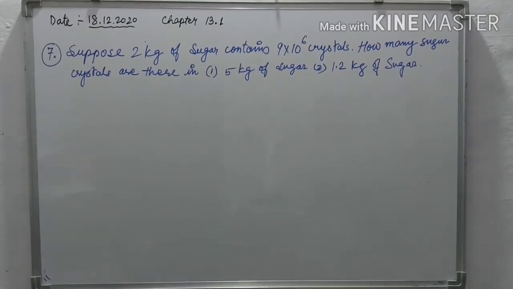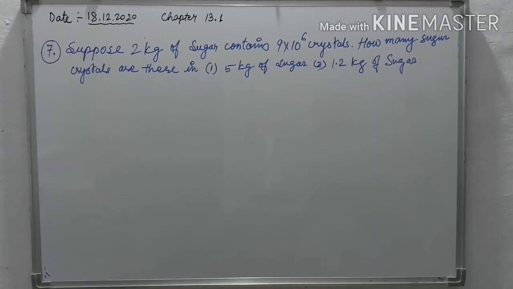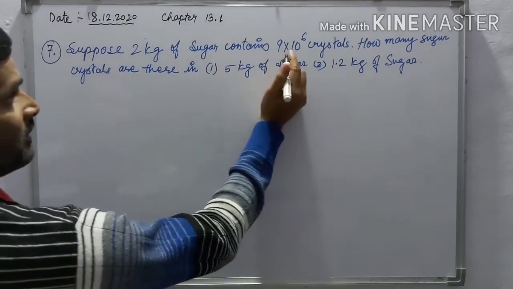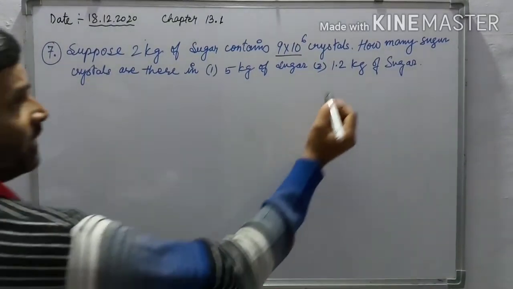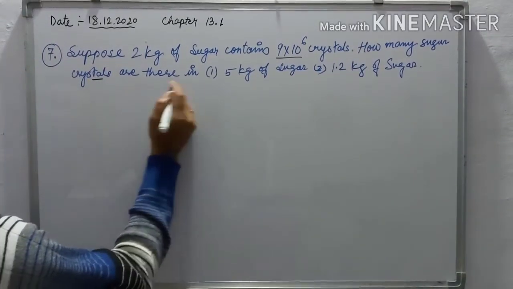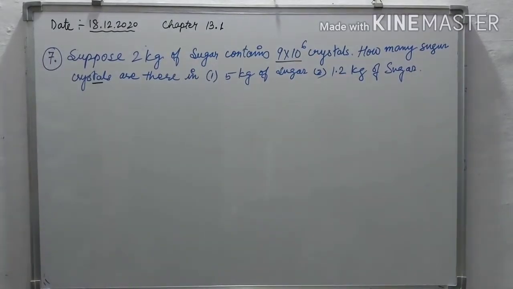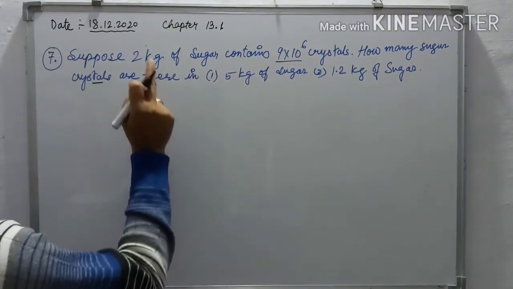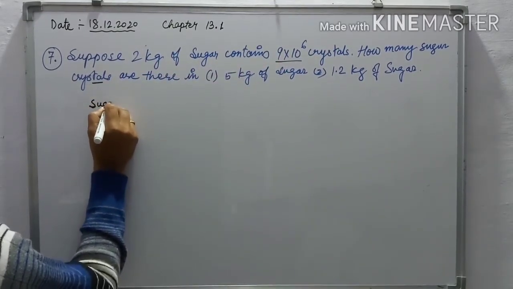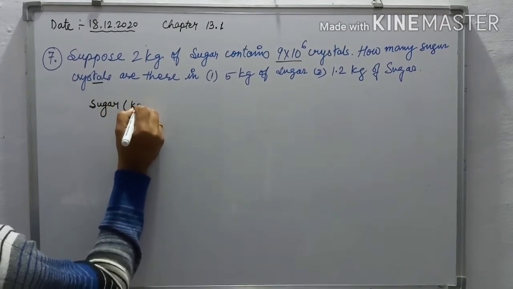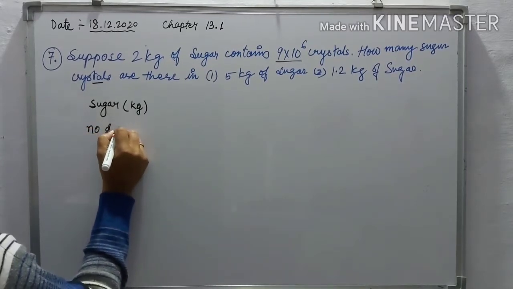Question number 7. Suppose in 2 kg of sugar the number of crystals is 9 into 10 power 6. How many crystals will there be in, first, 5 kg of sugar, and second, 1.25 kg of sugar? Here there are two quantities, sugar and number of crystals. So you write sugar in kg and number of crystals.